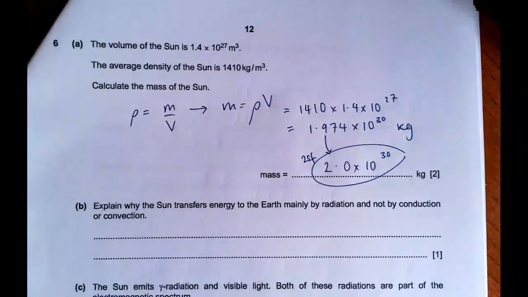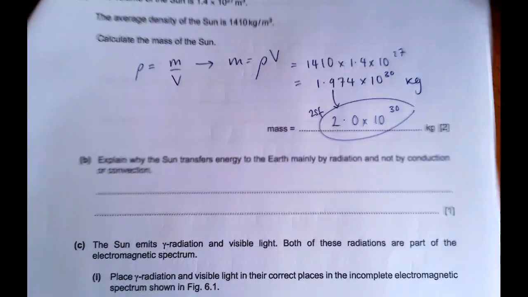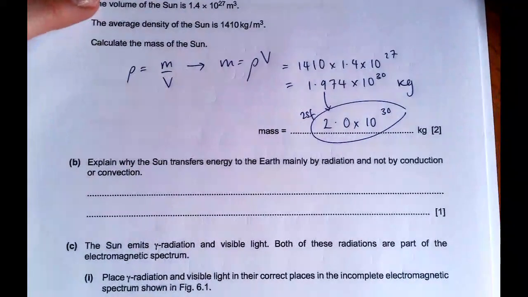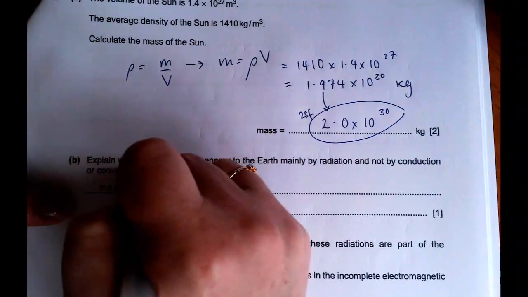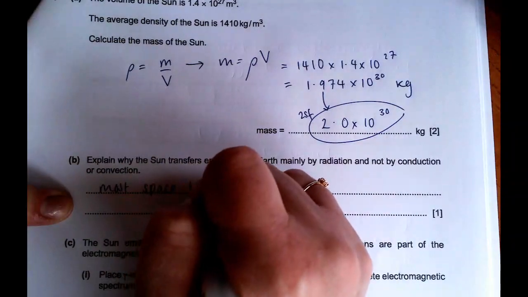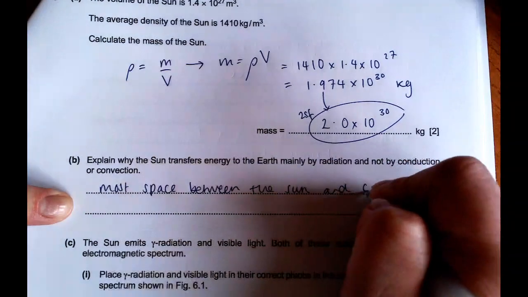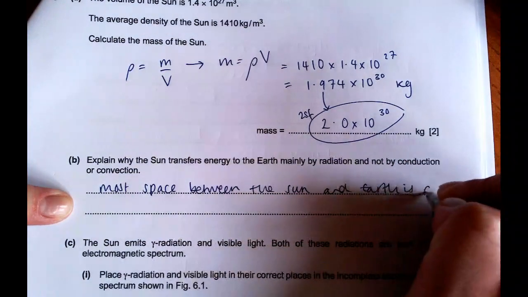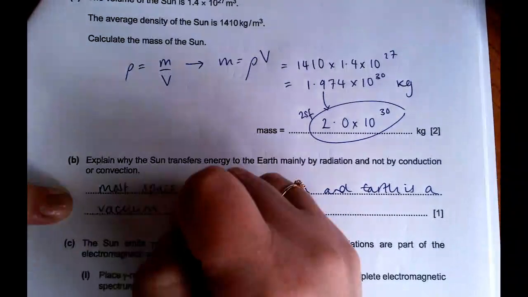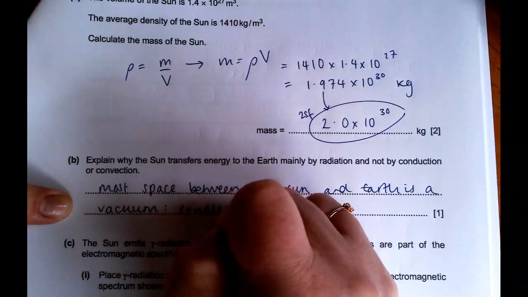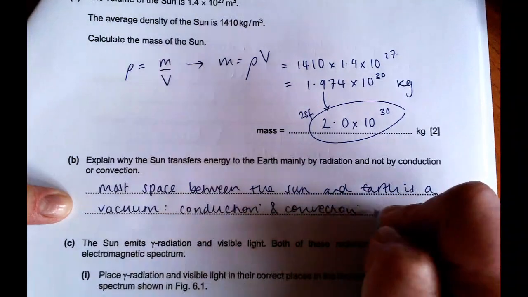Okay. Then it asks you to explain why the sun transfers energy to the earth mainly by radiation and not by conduction or convection. And that is because most of the space between the sun and earth is a vacuum. And we know that conduction and convection cannot occur in a vacuum.